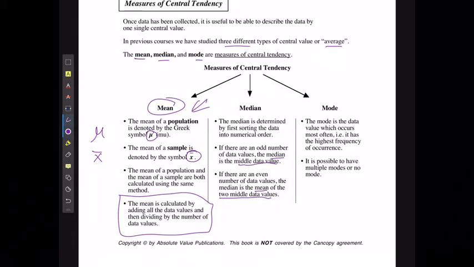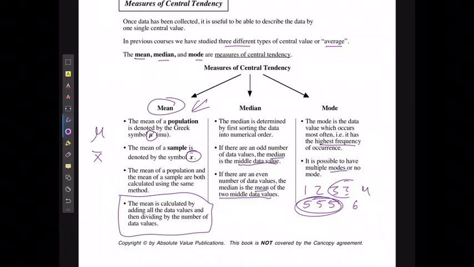The mode is the value which occurs the most often, or has the highest frequency of occurrence. It is possible to have multiple modes or no mode at all. So if I had a list of numbers and I had 1, 2, 3, 3, 3, 4, 5, 5, 5, and 6, then in this case my modes would be 3 and 5. They both occurred 3 times. If 3 had only occurred twice, then my mode would just be 5. It would be the number that specifically came up the most times.